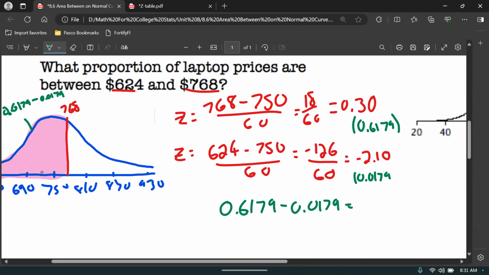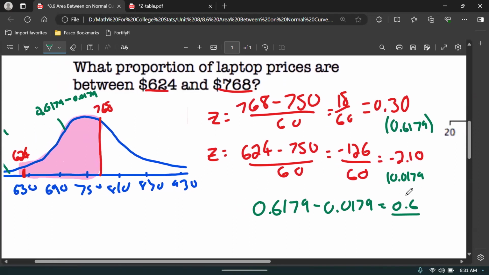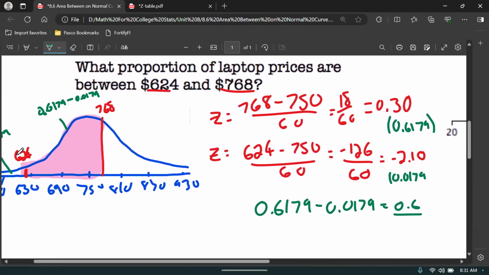And we get, plain and simple, 0.6179 minus 0.0179. I didn't even realize the 179s are the same. So this comes out to 0.6 flat. That's 60% of the curve. So 60% of laptops are between $624 and $768.